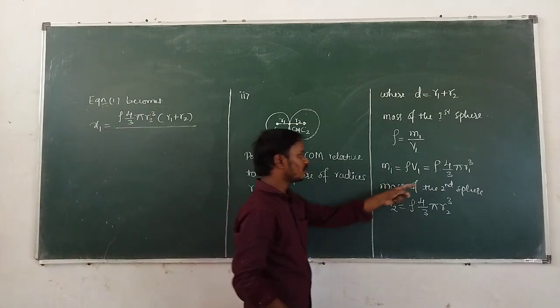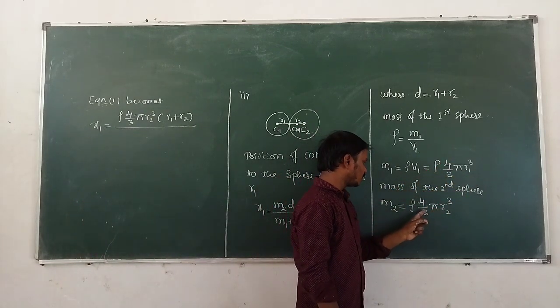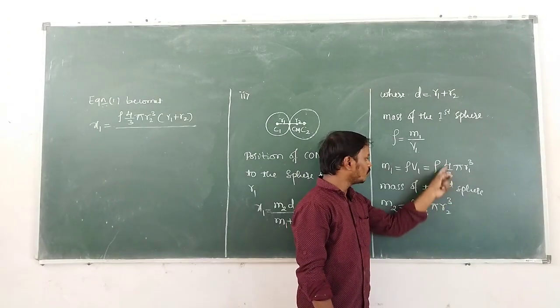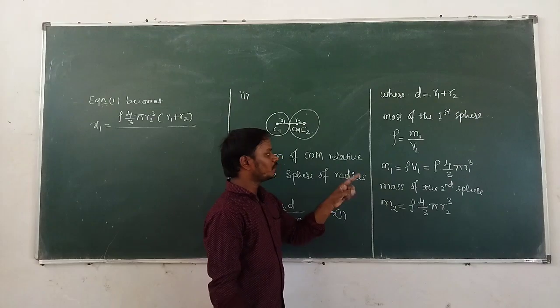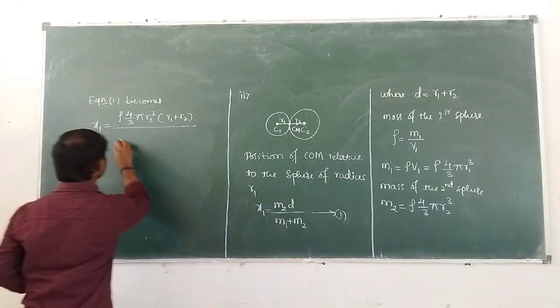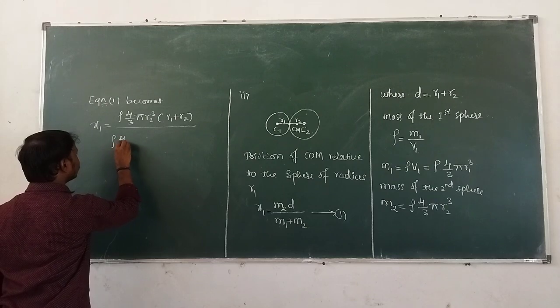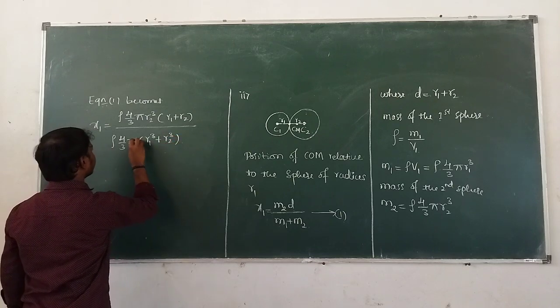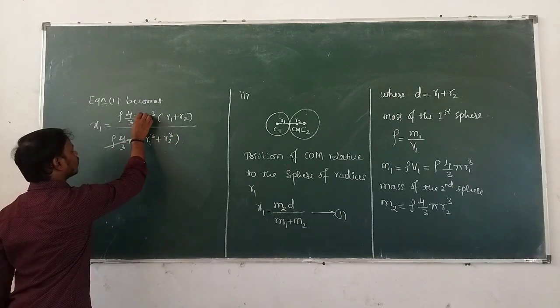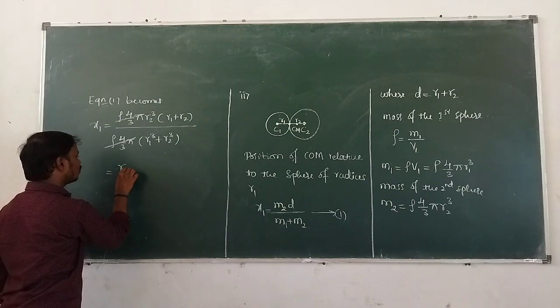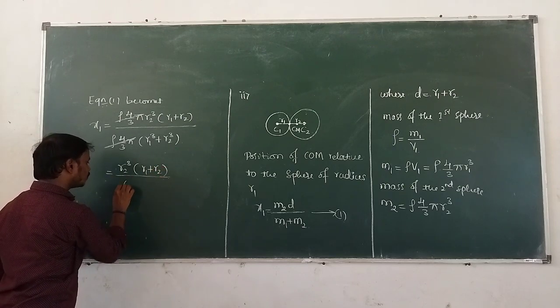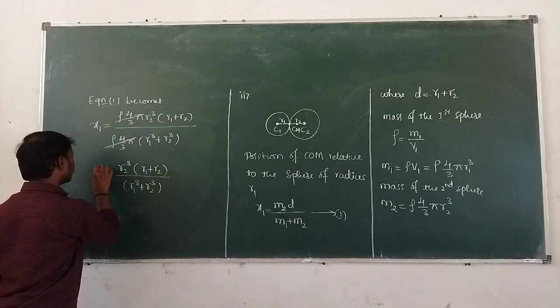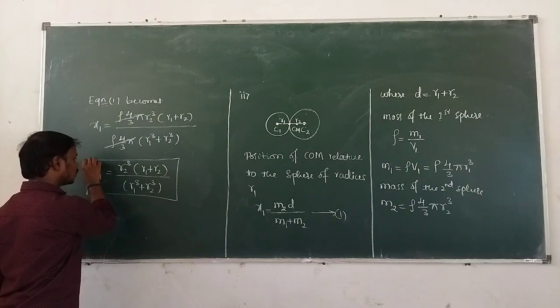So m1 is rho into 4 by 3 pi r1 cube and m2 is rho into 4 by 3 pi r2 cube. What is common in both? In both, rho into 4 by 3 pi is common. Then here r1 cube plus r2 cube. Then rho into 4 by 3 pi gets cancelled. Then now it is r2 cube into r1 plus r2 divided by r1 cube plus r2 cube. It is the position of the center of mass relative to the first sphere.